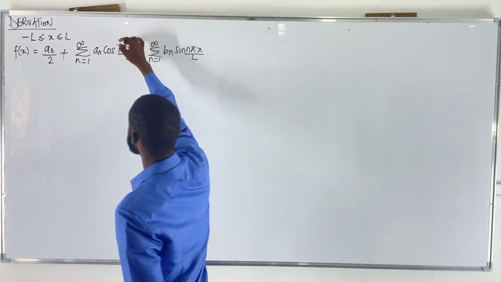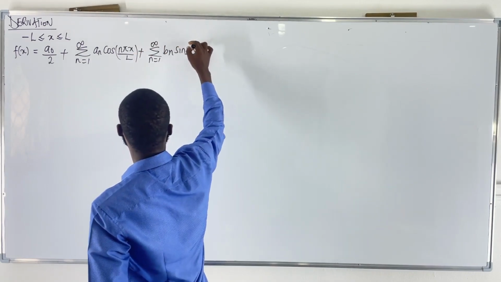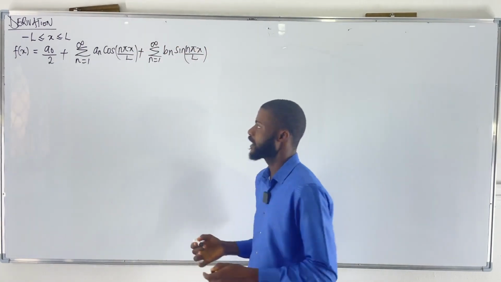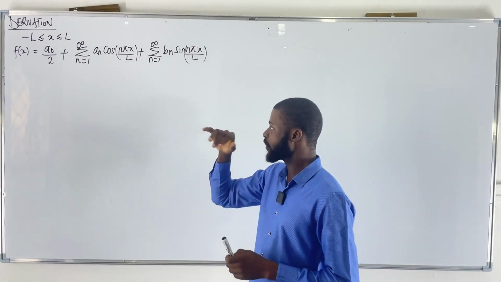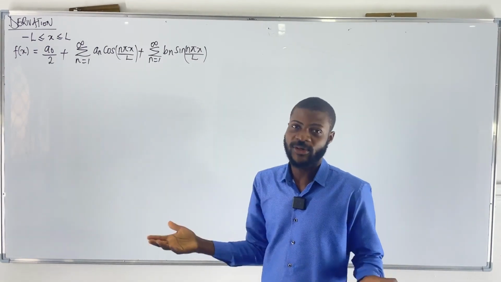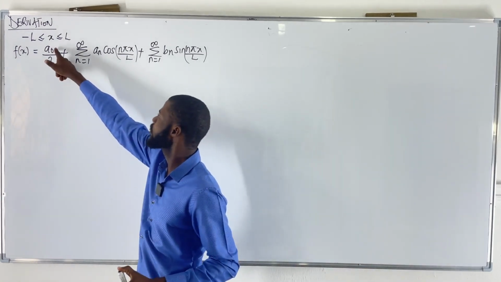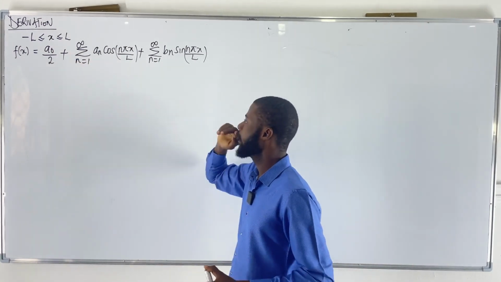So this is what Fourier was trying to say, that we could write functions like this. Also, this function would have coefficients that we need to solve for. So we have a naught, we have a sub n, we have b sub n.